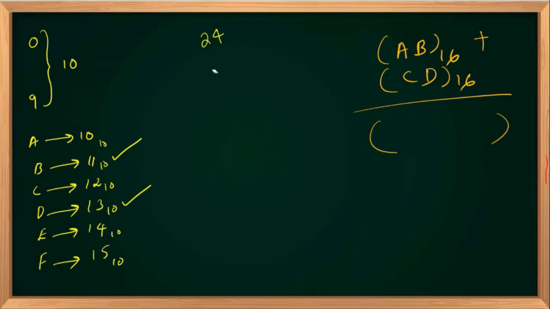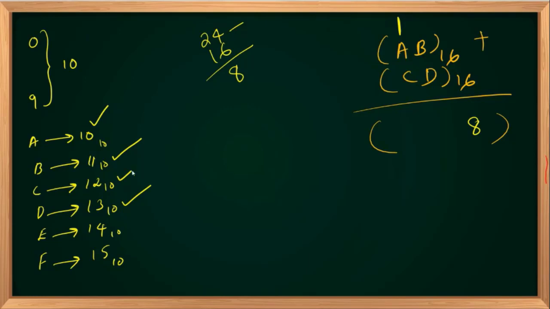Okay, so I should subtract the base, that is 16. 24 minus 16 is 8. So I should write 8. To compensate that subtraction, I should add a carry. A corresponds to 10. C corresponds to 12. 10 plus 12 is 22.